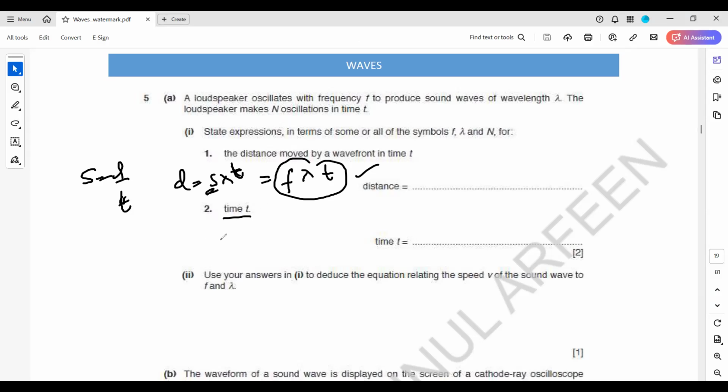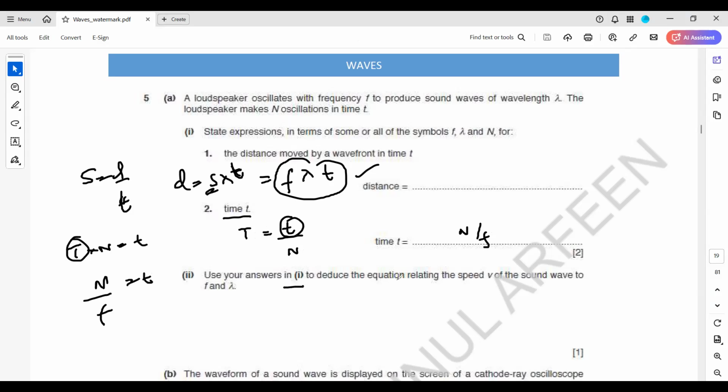Or you can also use another formula, which is that the time period is the total time divided by the number of oscillations. If I need the total time, it will be the time period multiplied by the number of oscillations. And the reciprocal of the time period is frequency. So N over F is equal to T. That's why we put N over F here.